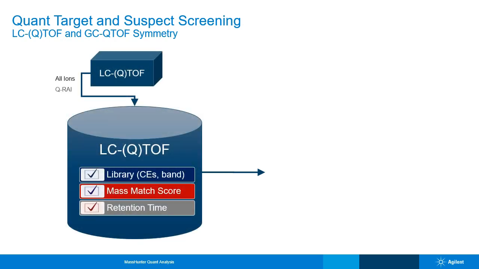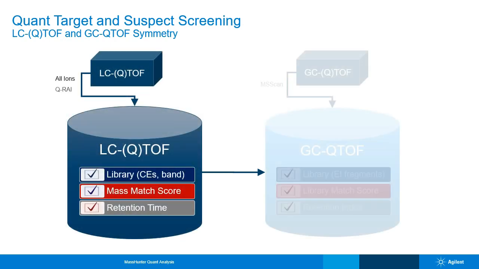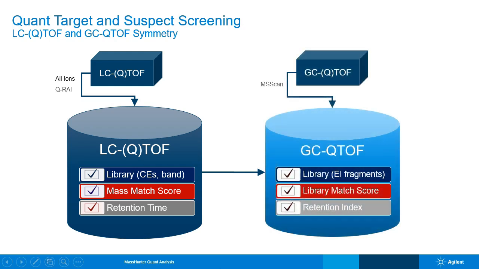If we look at the LC-QTOF versus the GC-QTOF, we'll look at the differences in the use of the library, how libraries function, and also the scoring and the emphasis on how we determine confirmation, whether it be the mass match score or the library match score. And then there is a difference potentially of using retention time or retention indices, which is popular on the GC-MS side.